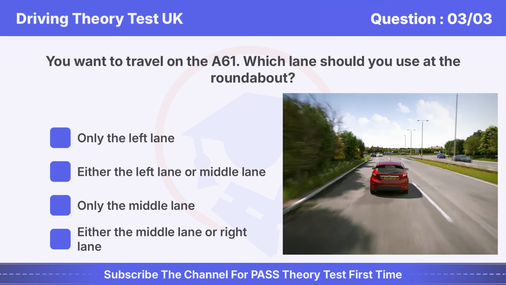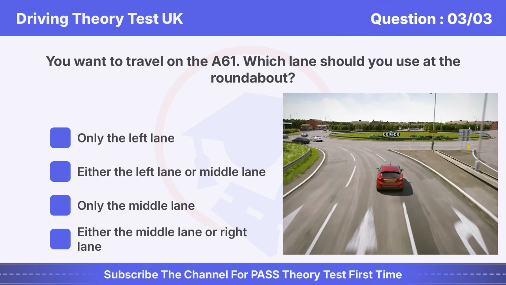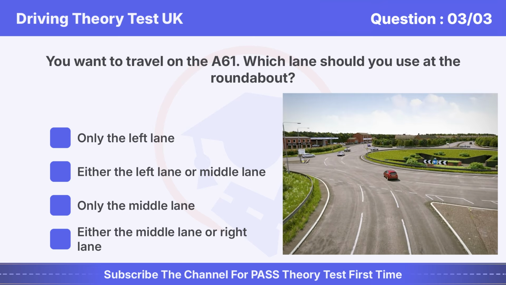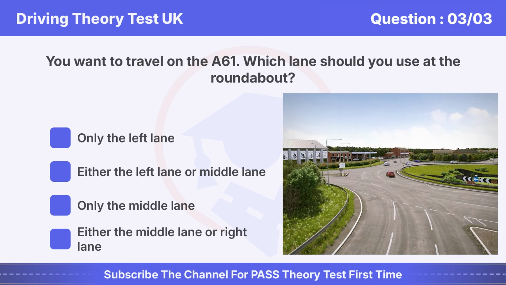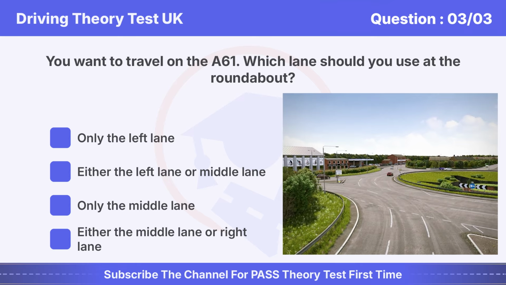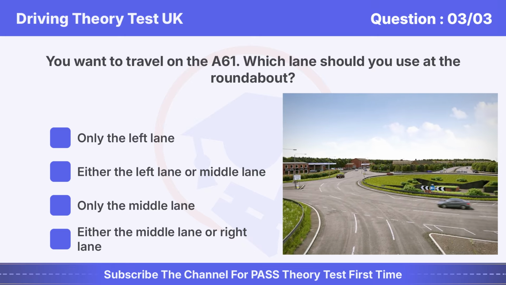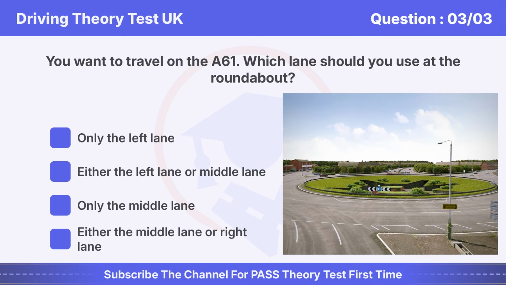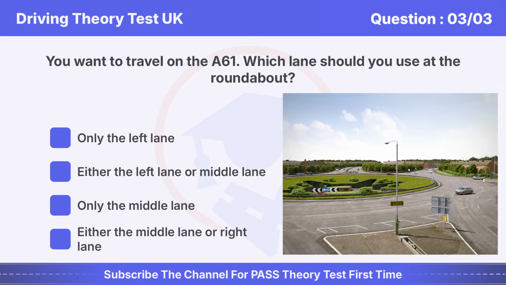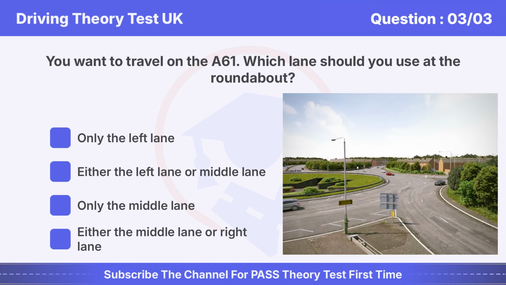Question 3. You want to travel on the A61. Which lane should you use at the roundabout? Option A. Only the left lane. B. Either the left lane or middle lane. C. Only the middle lane. D. Either the middle lane or right lane.